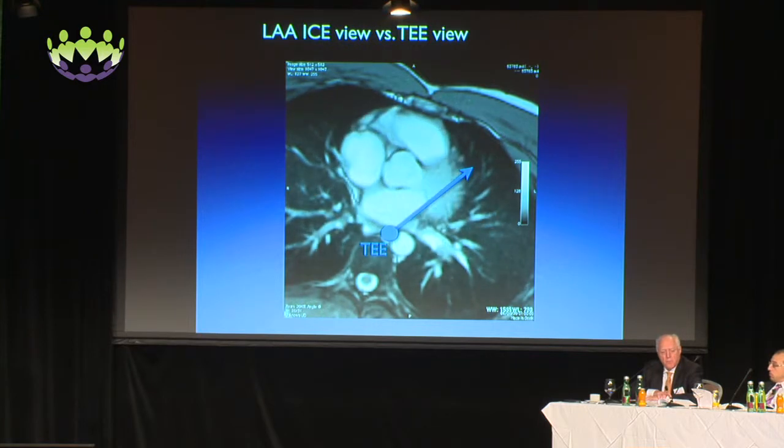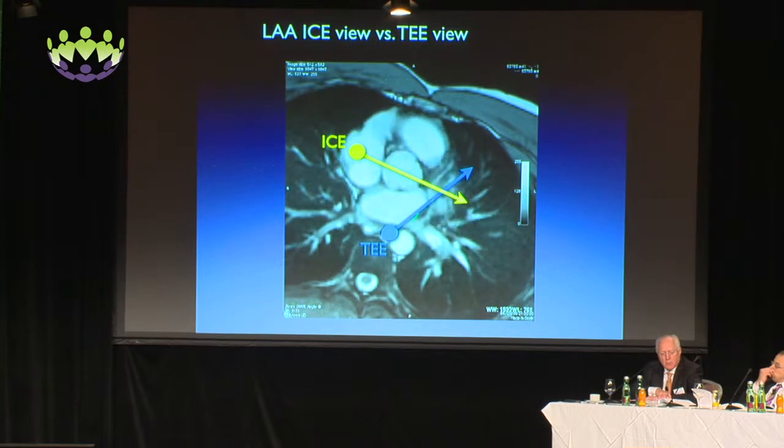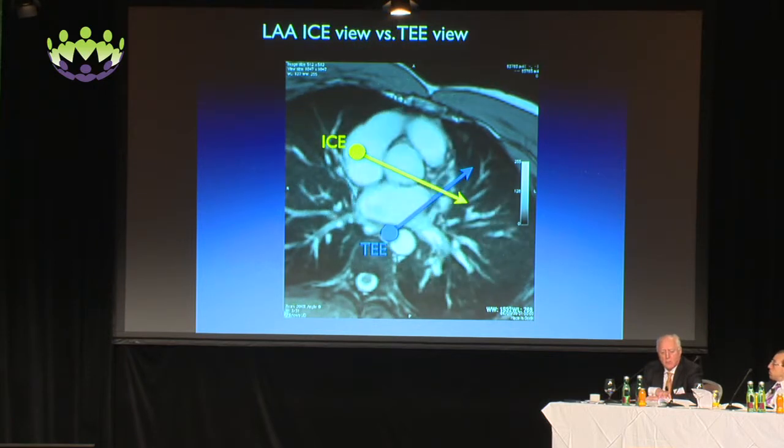In the next few slides, I will summarize some basic concepts of the use of the ICE. The main difference from the TEE is the position of the probe. The TEE is in the esophagus, and sees the appendage from this point of view. The ICE usually is in the right atrium, advanced through the left femoral vein, and sees the appendage from the left atrium.